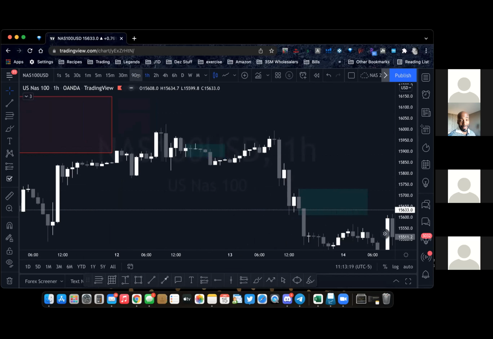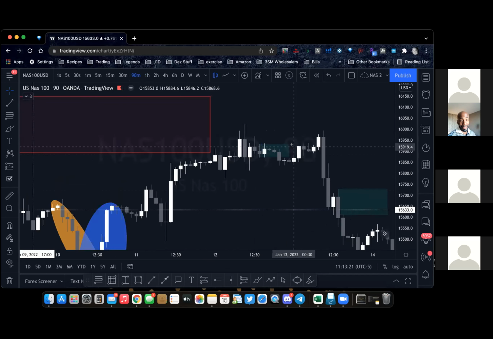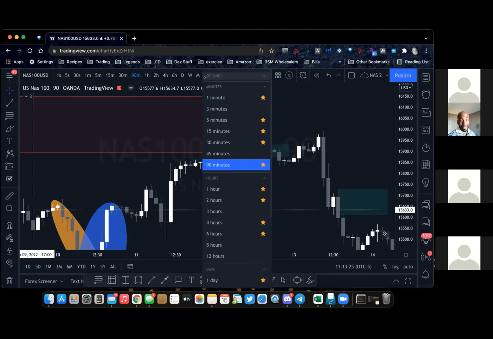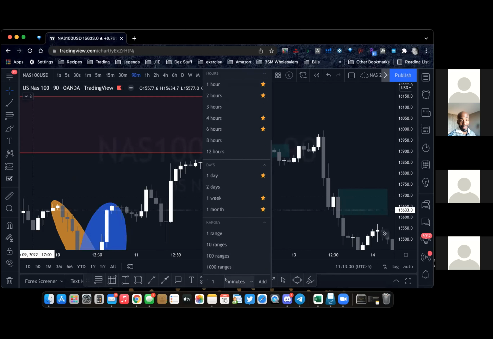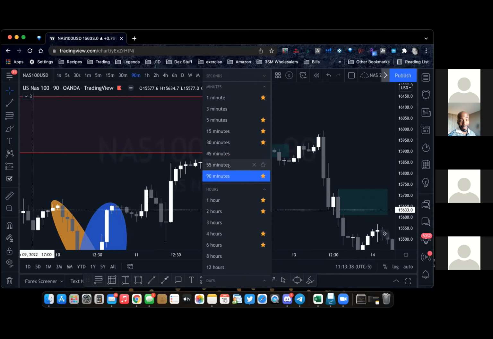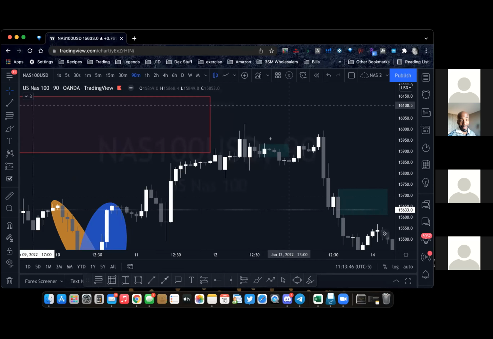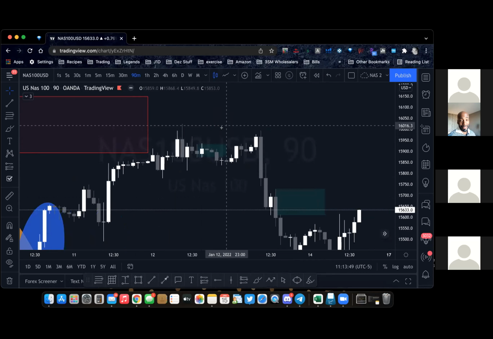Then anytime after 3:30, you read it on the 90-minute chart. And if anybody doesn't have a 90-minute, all you have to do is come down to your right here and add it. I already added one today. So if I wanted to read something on the 55-minute, add it, and it'll put it up there, 55 minutes. And I can add it to my favorites by clicking it. So that's how you would add it if you wanted to do that.